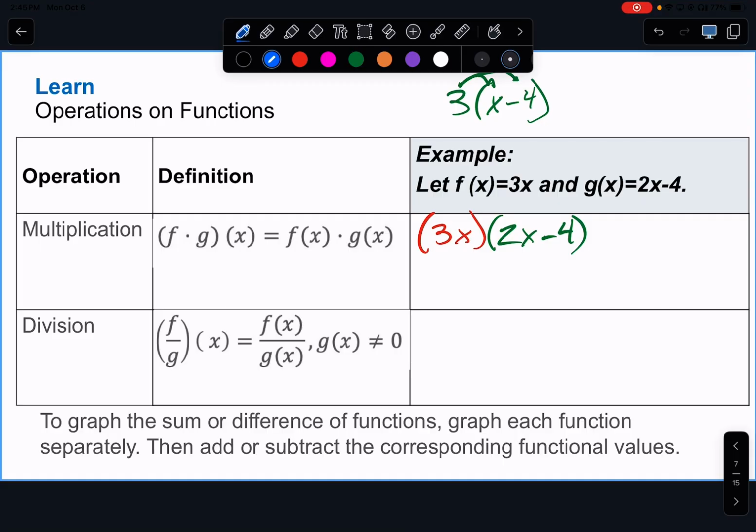So when I do this, 3x times 2x, what's 3 times 2? 6, but then I also have to do x times x, which is x squared. Then I distribute to the negative 4, so it's going to be minus 3 times 4 is 12, and then I still have an x. Bingo.